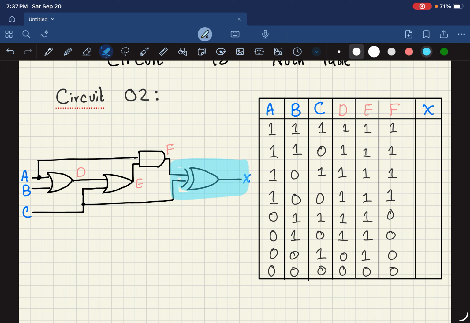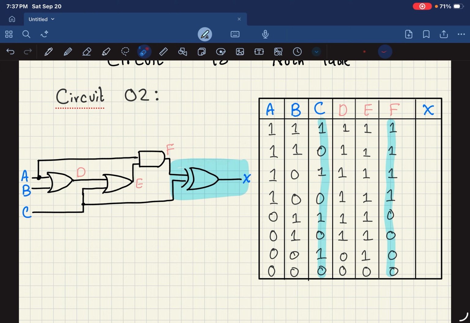All right, now it's time for the last gate, which is the XOR gate. Now the XOR gate over here, let's look at what inputs it's getting. It's getting F and it's getting the input from C. So F and C is going to be our focus. Can you identify which gate it is? It's the XOR gate.